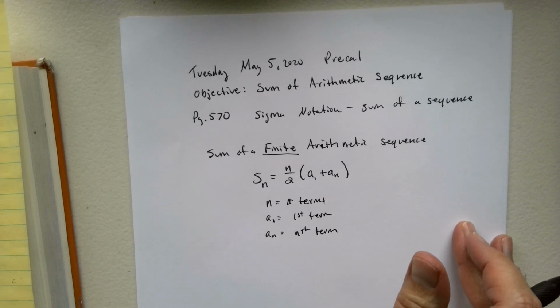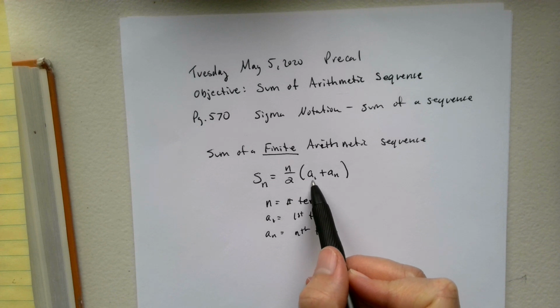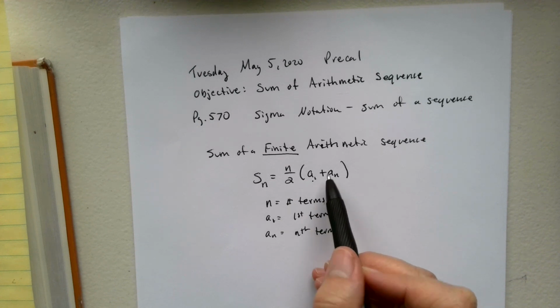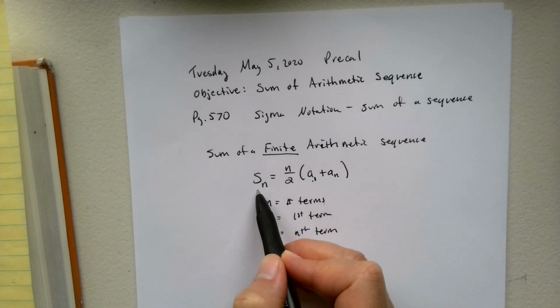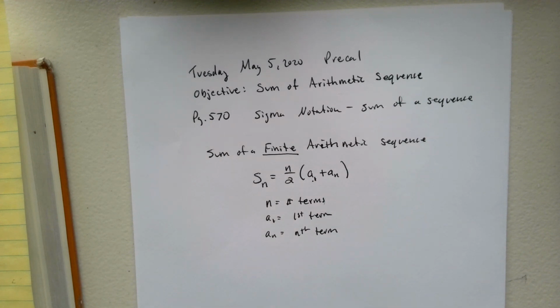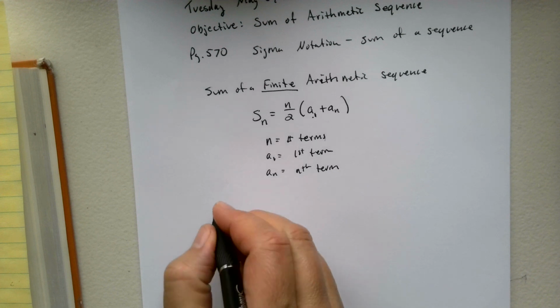Basically, if you want the sum of a finite arithmetic sequence, you take the first term and the last term, add them together, and multiply that by the number of terms divided by 2, and that will give you the sum of the terms. Below the blue box on page 570, it says, be sure you see that this formula works only for arithmetic sequences. Using this formula reduces the amount of time it takes to find the sum of an arithmetic sequence, as you will see in the following example.